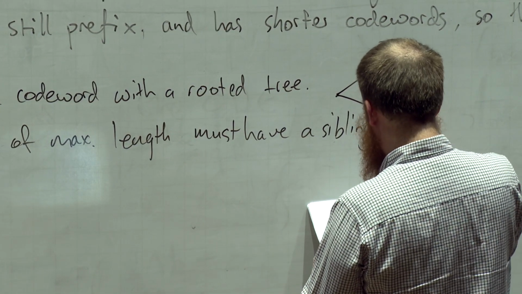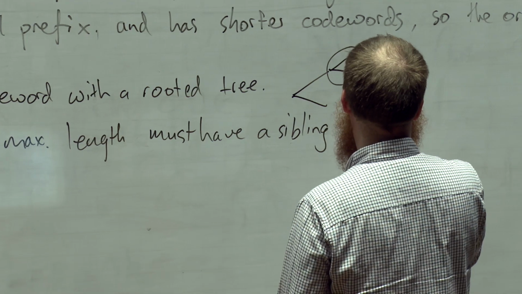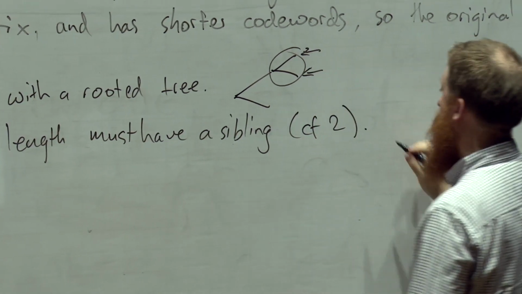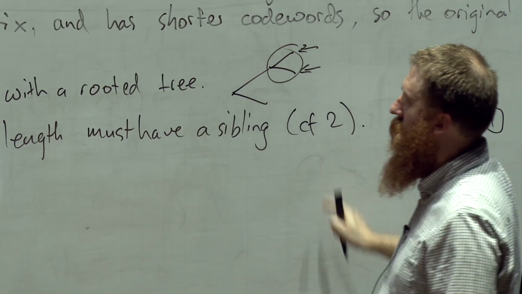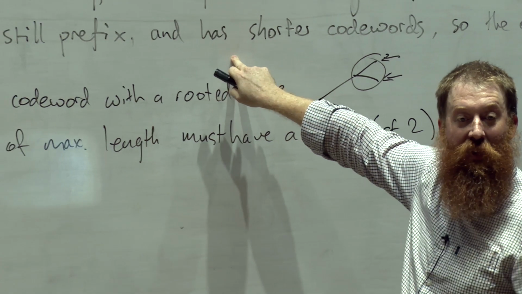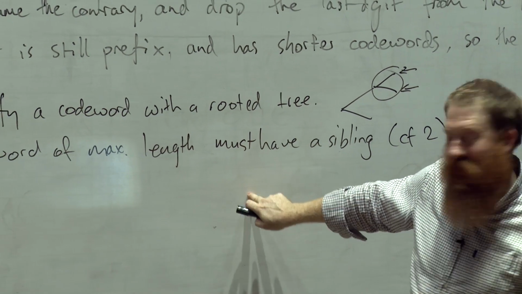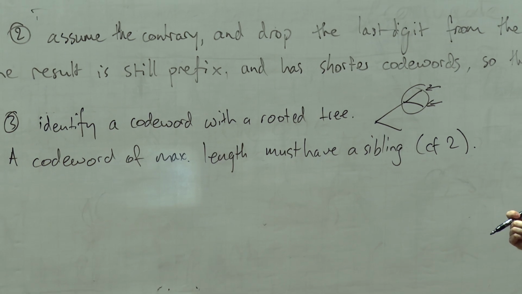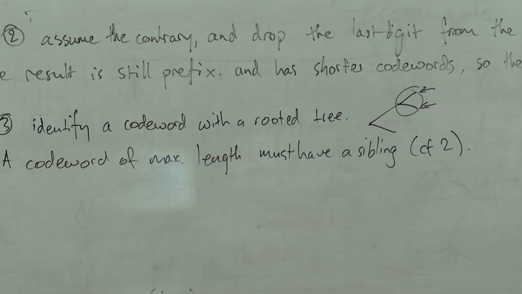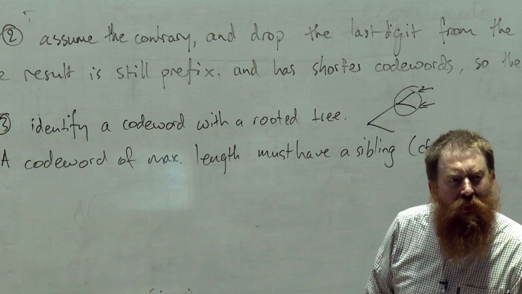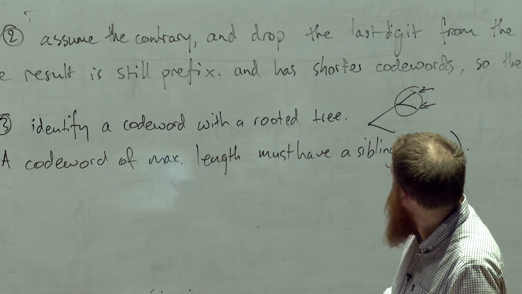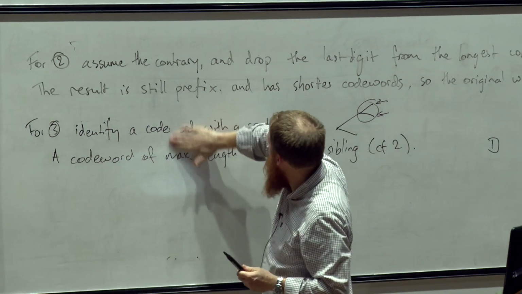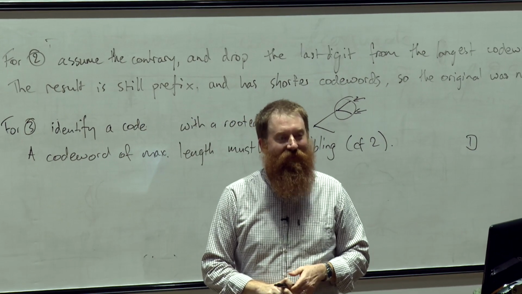Okay, CF2. So by 2, there's no longest code word, therefore it has a sibling. Therefore, I've got something that looks like this. Everyone happy? Yes. In part 3, you said identify a code word with the rooted tree. So identify a code word. Yes, sorry, you are perfectly correct.